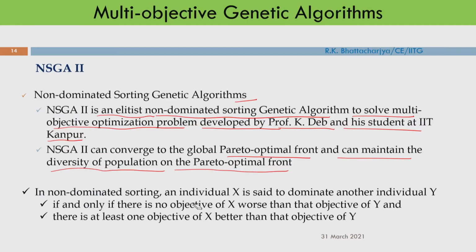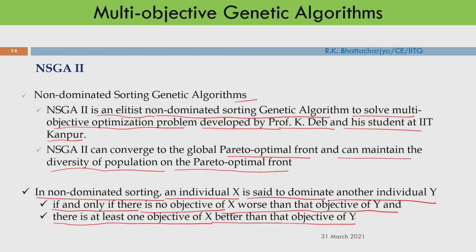Now, what is non-dominated sorting? In non-dominated sorting, an individual x is said to dominate another individual y if and only if there is no objective of x worse than the objective of y, and there is at least one objective of x better than the objective of y. Okay. So, if these 2 criteria are satisfied, then you can tell that both the solutions are non-dominated solutions.